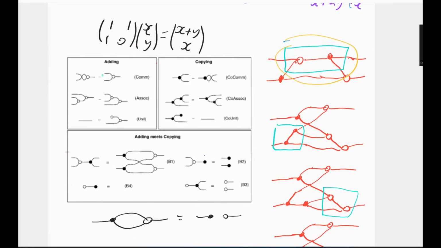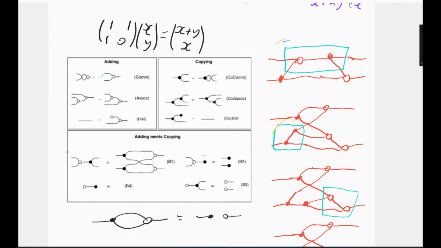So we start with our diagram, and the reason I've drawn this green rectangle is to indicate that we're applying this rewrite rule here. We're just applying it to the stuff in here, so that replaces it with this stuff here.